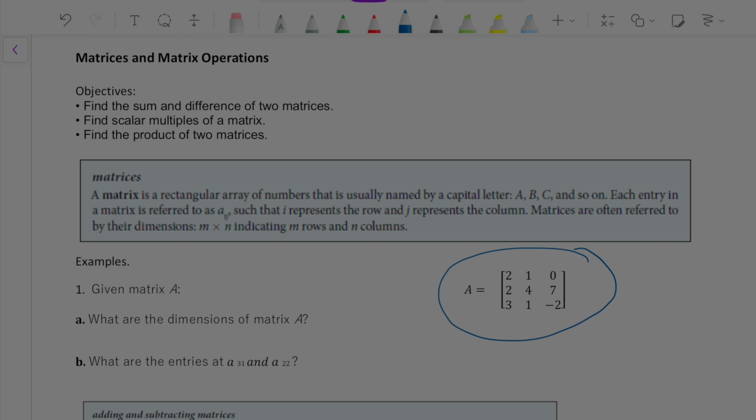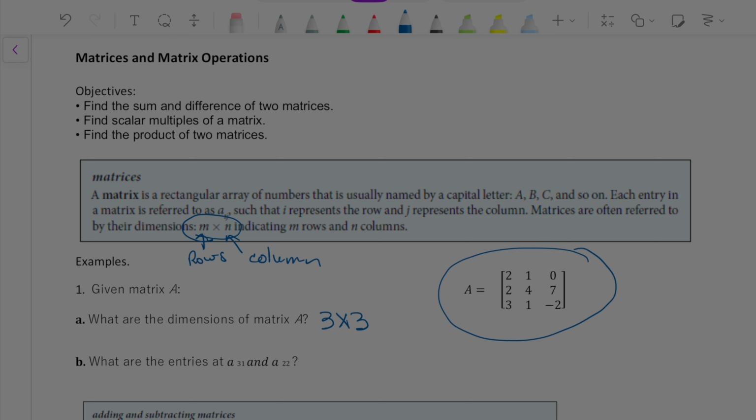When we describe the dimensions of a matrix, we typically say it is a 5 by 1 or a 6 by 2 or a 3 by 3. It is rows first and columns second. So the matrix that we have here on the right, this matrix A, its dimension is 3 rows by 3 columns. So it's a 3 by 3.